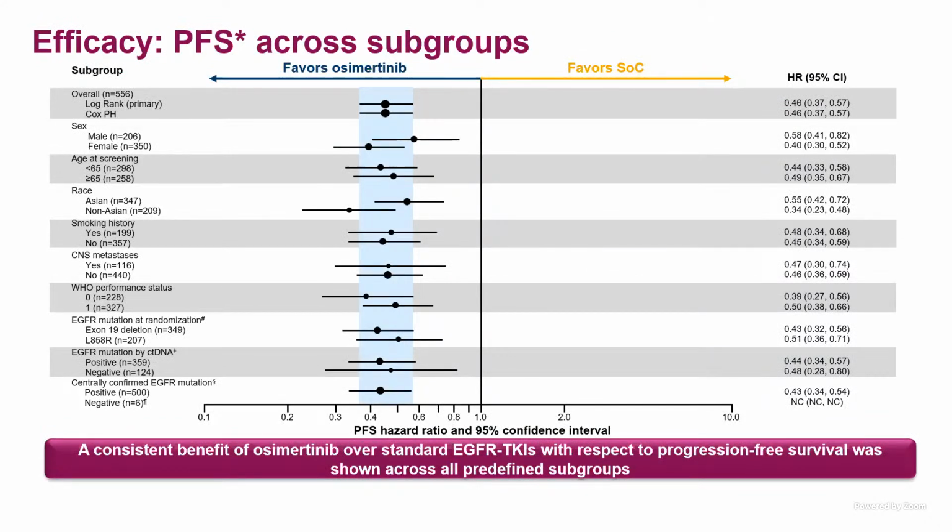And if we just see across all the subsets, whether with respect to race, age, smoking status, or the EGFR mutations, all the arms favored osimertinib, with hazard ratios ranging from 0.35 to 0.66. So across all subgroups, osimertinib was much better compared to the standard of care, which was either gefitinib or erlotinib. Next slide.